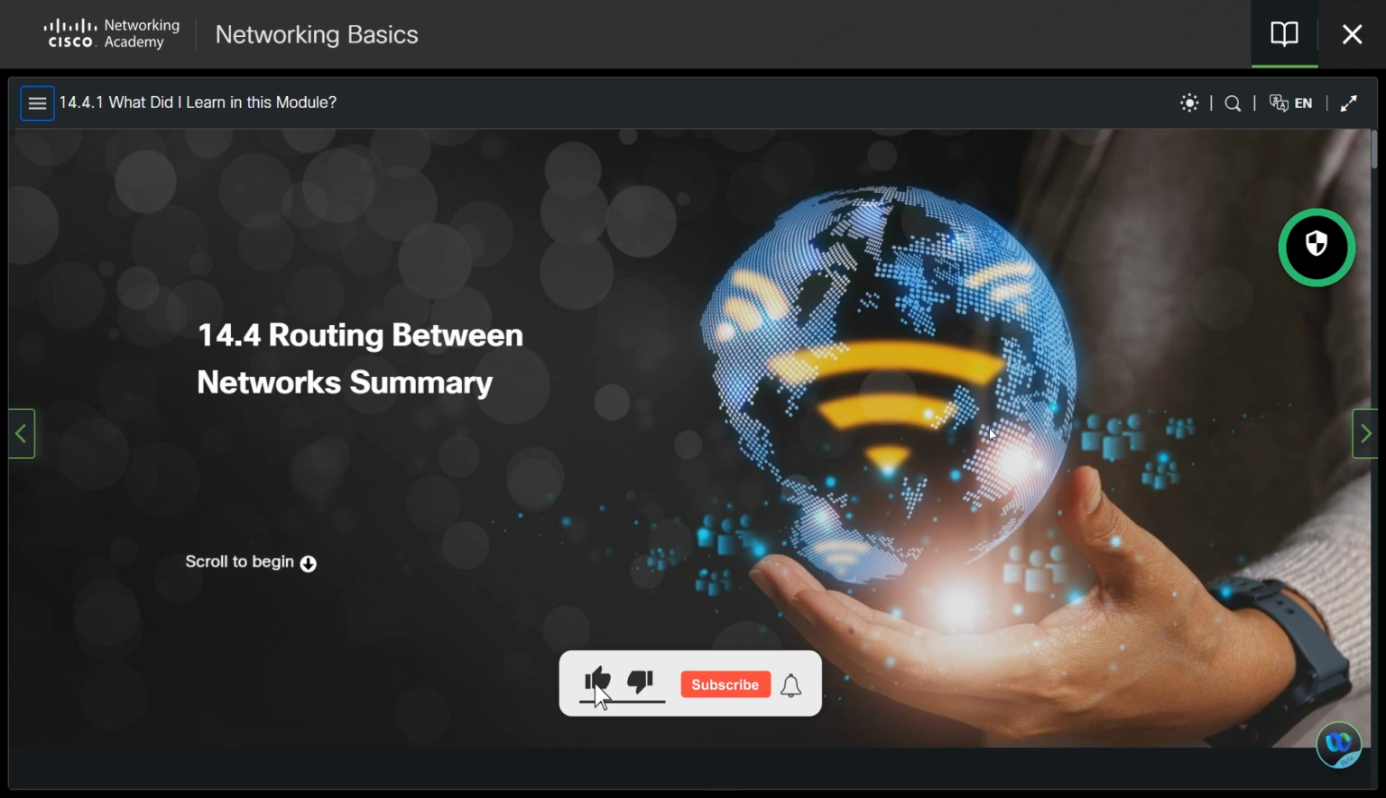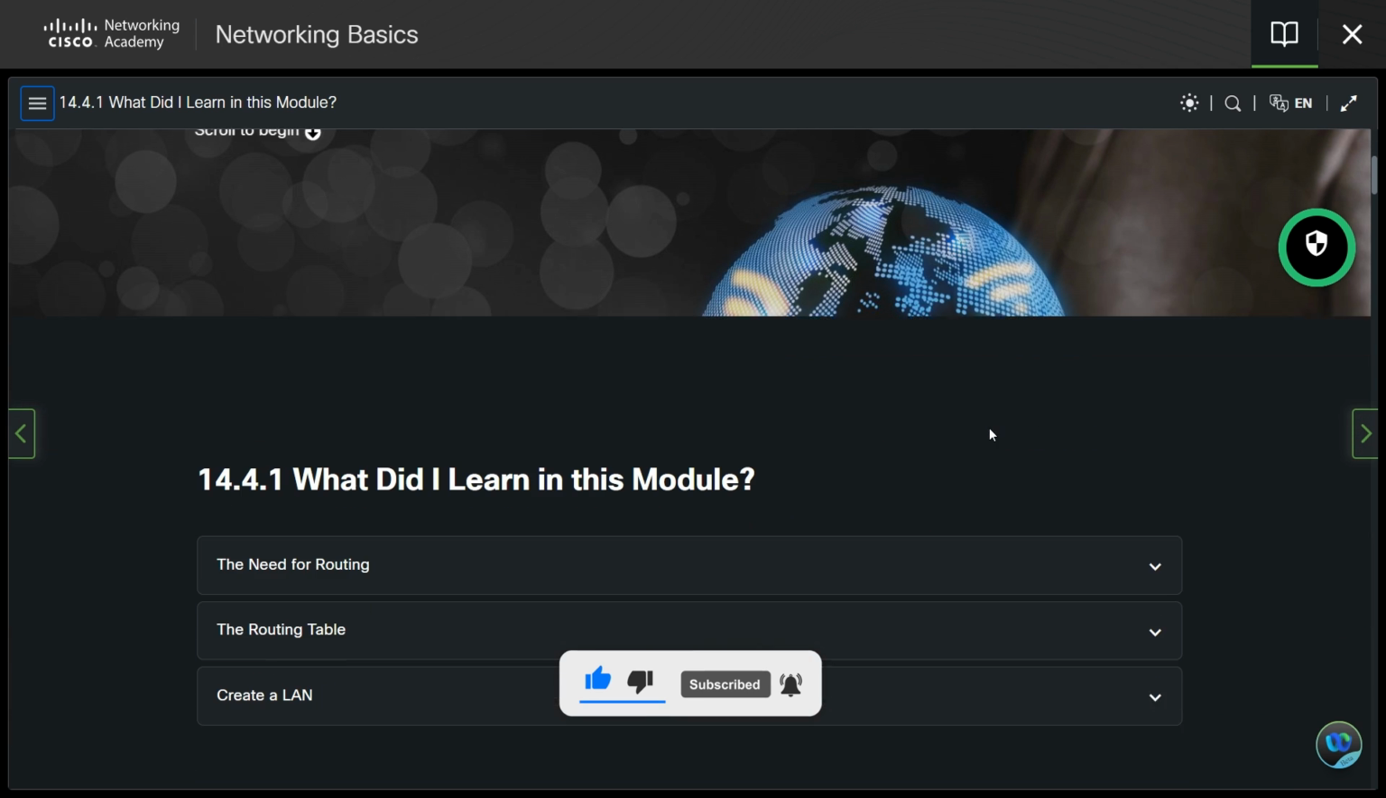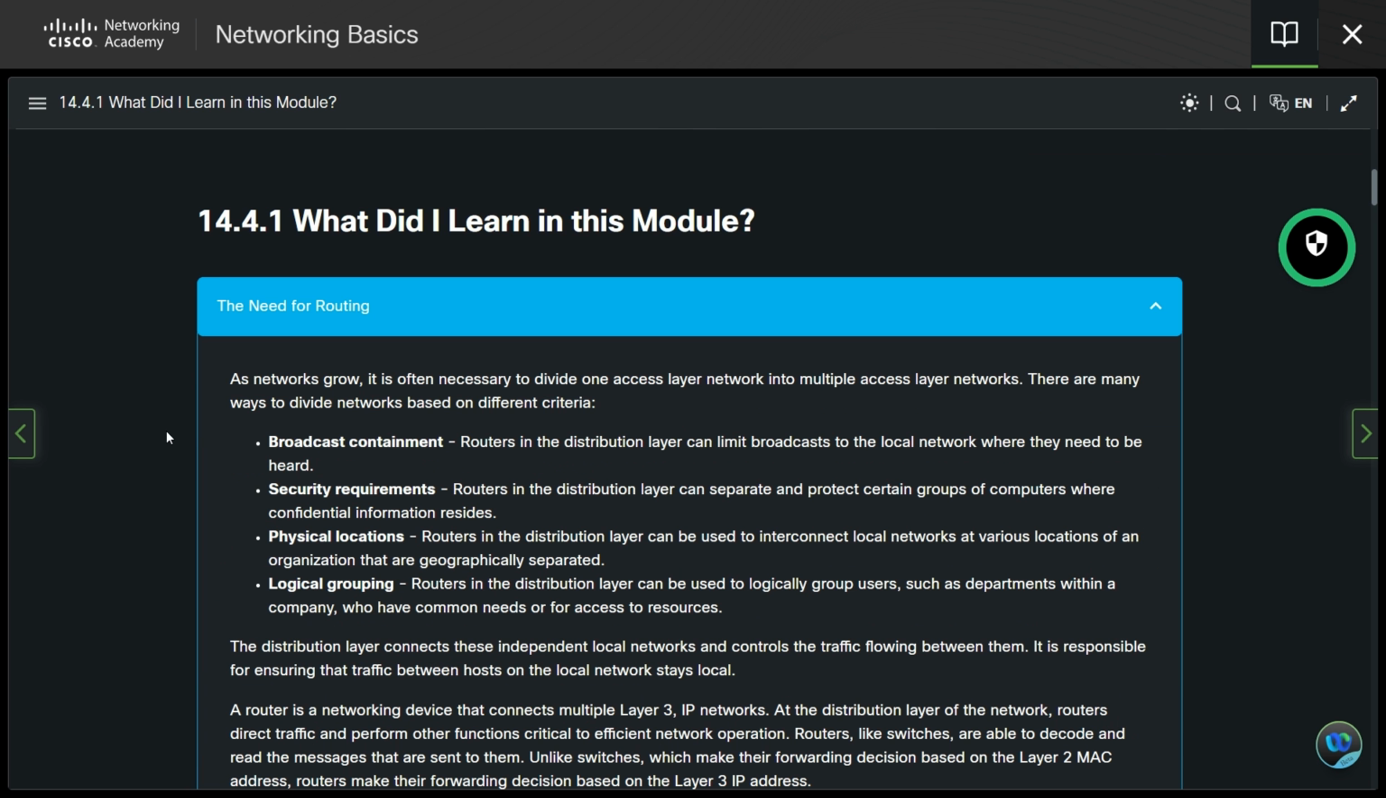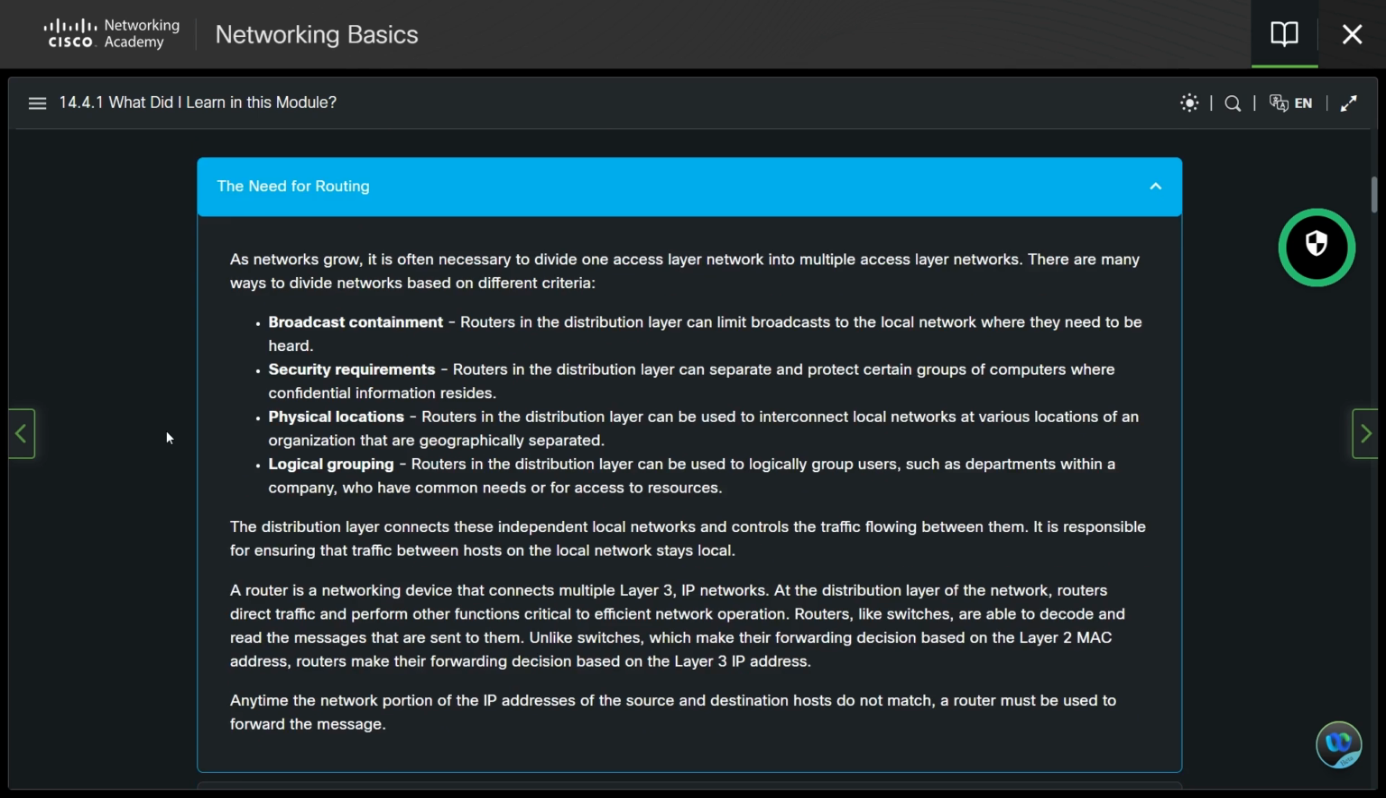Hi everyone, welcome to this module, Routing Between Networks Summary. What did I learn in this module? Go to the first tab, the need for routing.